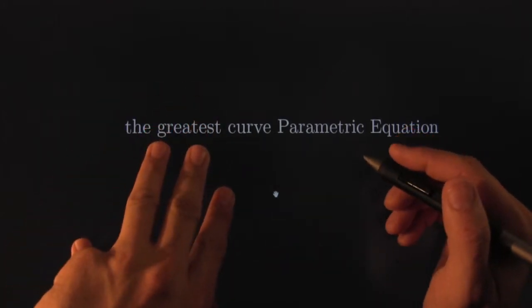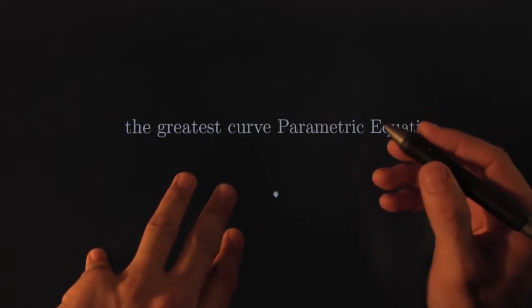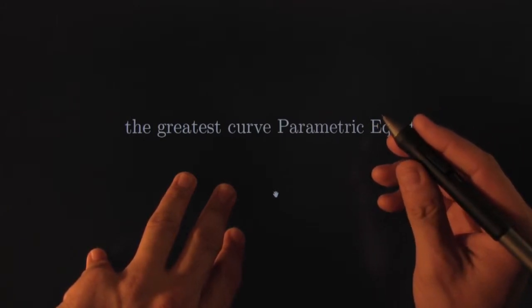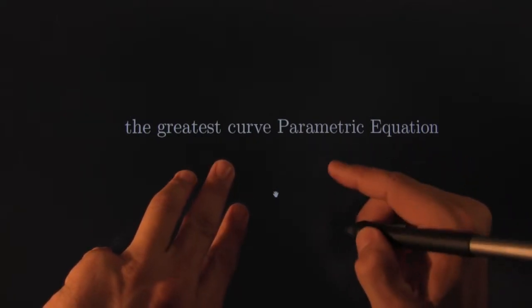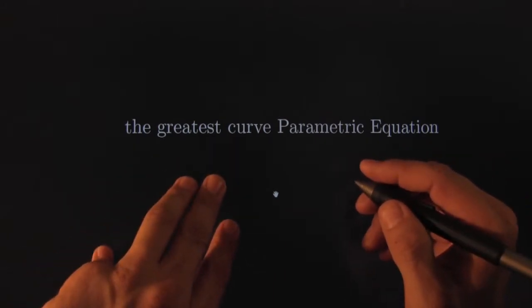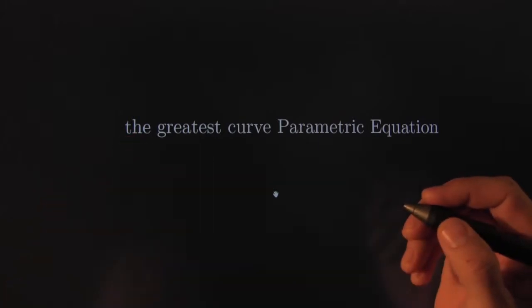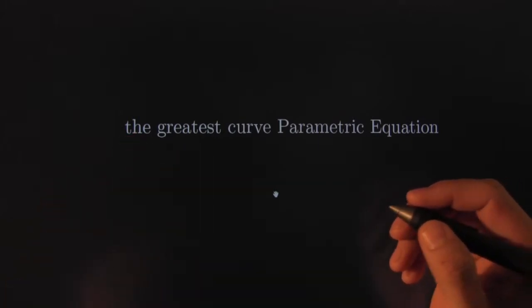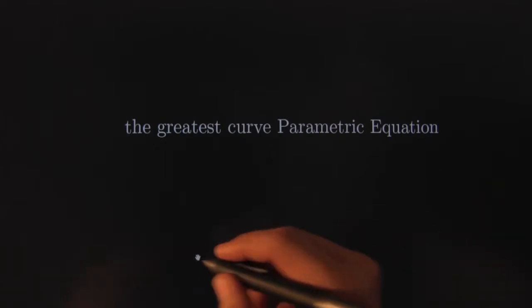So the story goes that this curve is so important. It's amazing how we invented it. It's almost as if it's not clear to me whether humans invented the curve or the curve invented humans, because it's responsible for so much work from some of the most top-rated mathematicians that ever lived. Greatest curve ever. Let's take a look.